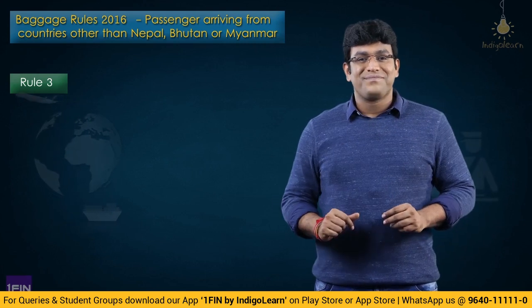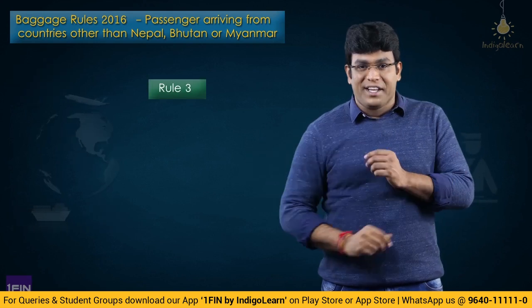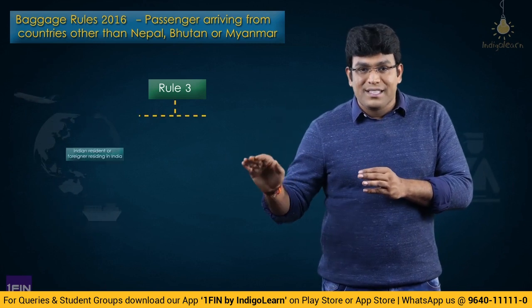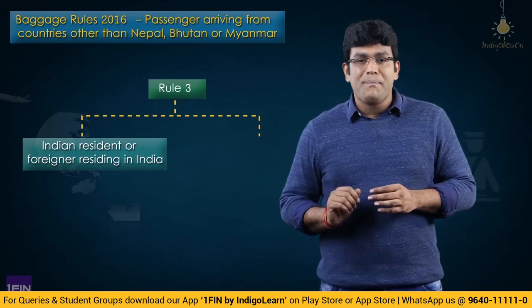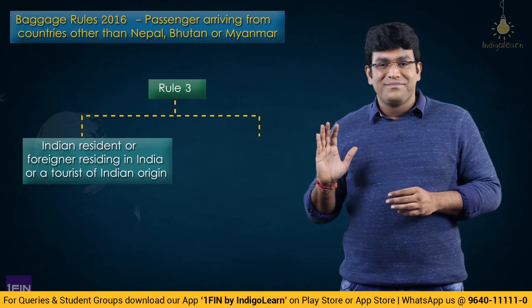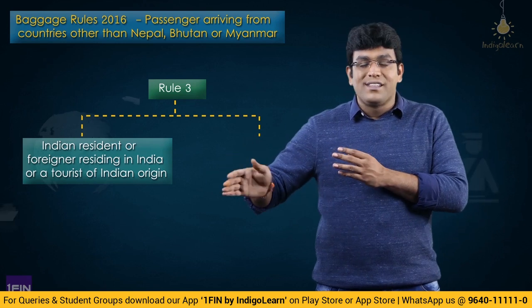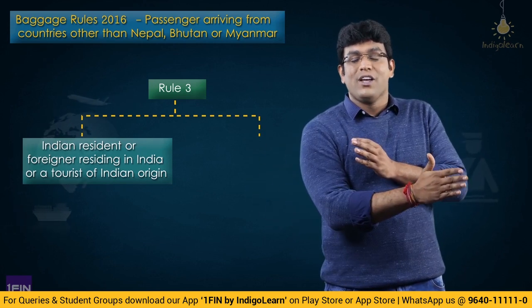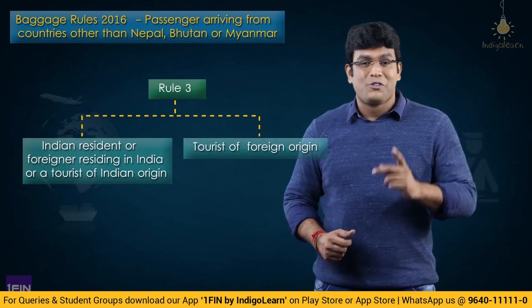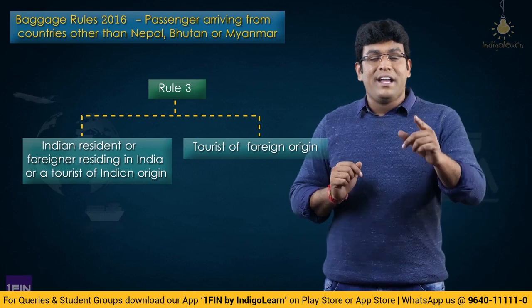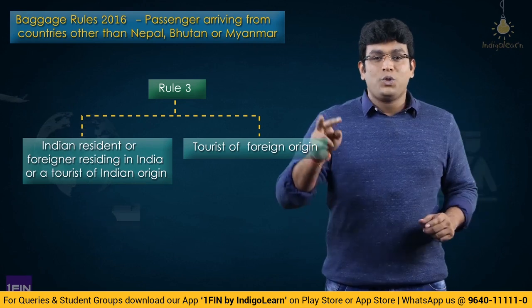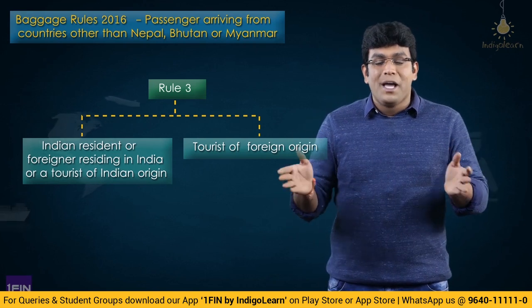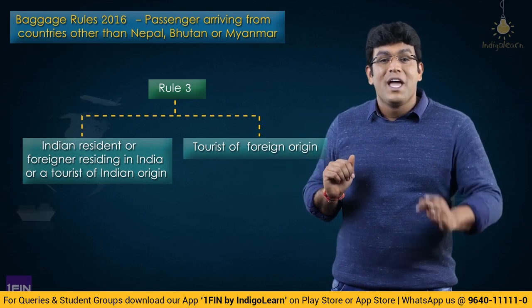Now I'll divide Rule 3 into two categories. First category is Indian resident, or foreigner residing in India, or tourist of Indian origin. Second category is tourist of foreign origin. What difference does it make between these two categories? Let's understand them very clearly.